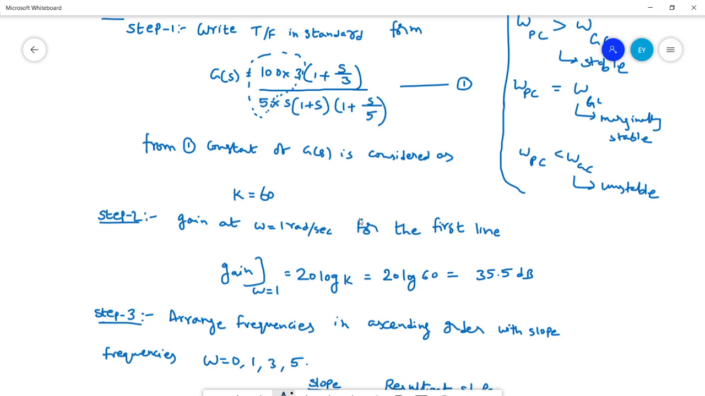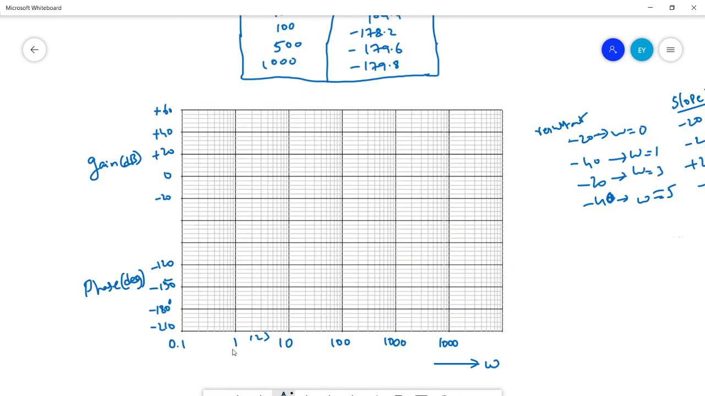So the second step is to find the first line. How do we get that? We need to find the gain at omega equal to 1 radian per second, right? At 1 radian per second, the gain formula is 20 log K, where K is 60. Once we substitute K, we get the gain at the initial line, at a frequency of 1 radian per second. The gain we got is 35.5.